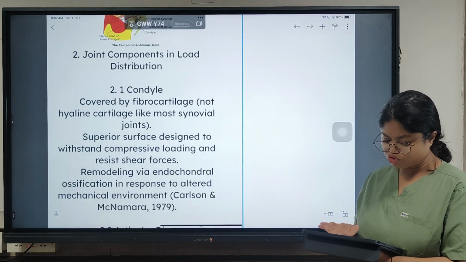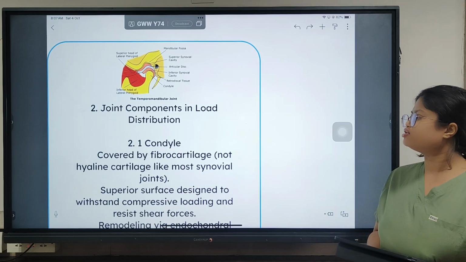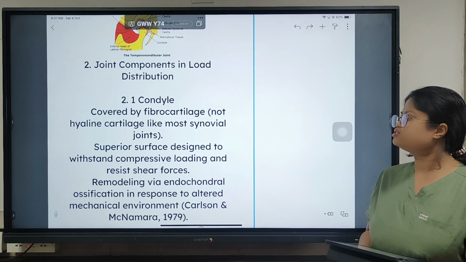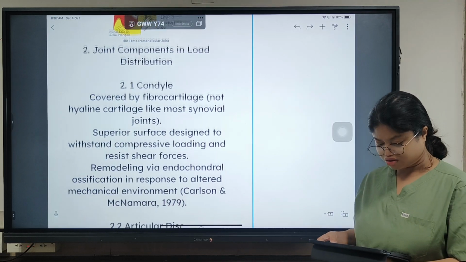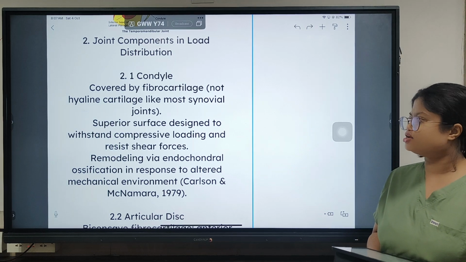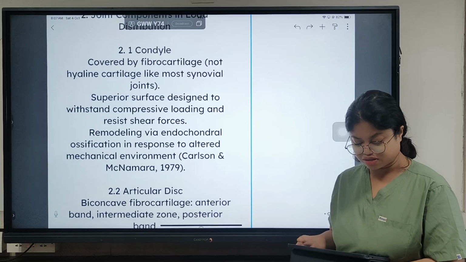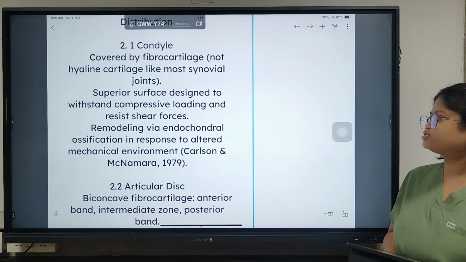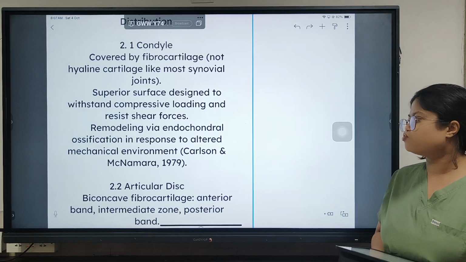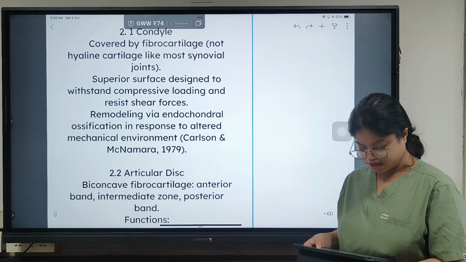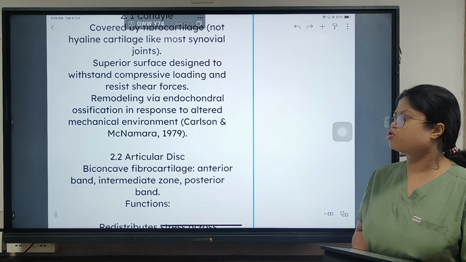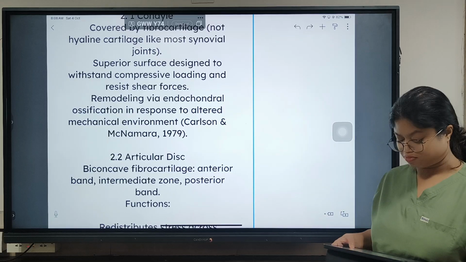Now the joint components in the load distribution, and how the various joint components play a role. First comes the condyle. The condyle is covered by fibrocartilage and not hyaline cartilage like most synovial joints. So the superior surface is designed to withstand compressive loading forces and resist shearing forces. Remodeling in the condyle is through endochondral ossification in response to an altered mechanical environment.